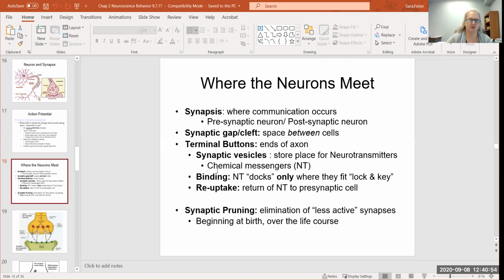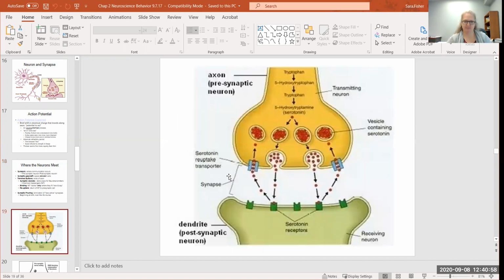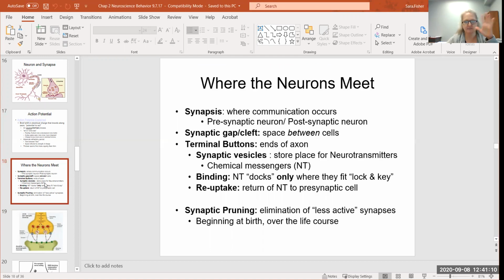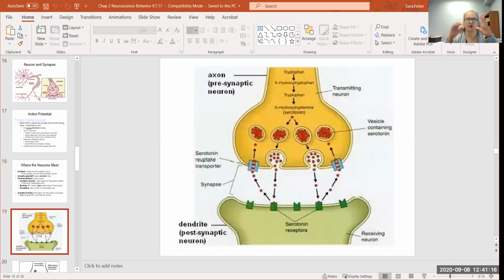But as I hinted at before, it's really the synapse, the space between the end of the axon and the dendrite on the other side. That's the sweet spot. That's where all the magic happens. This slide here has a bunch of terms, but before I get to the terms, I just wanted to start with the drawing.